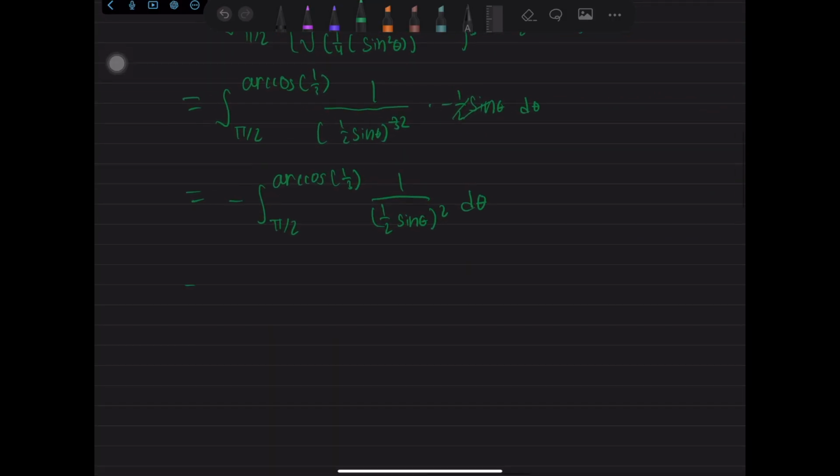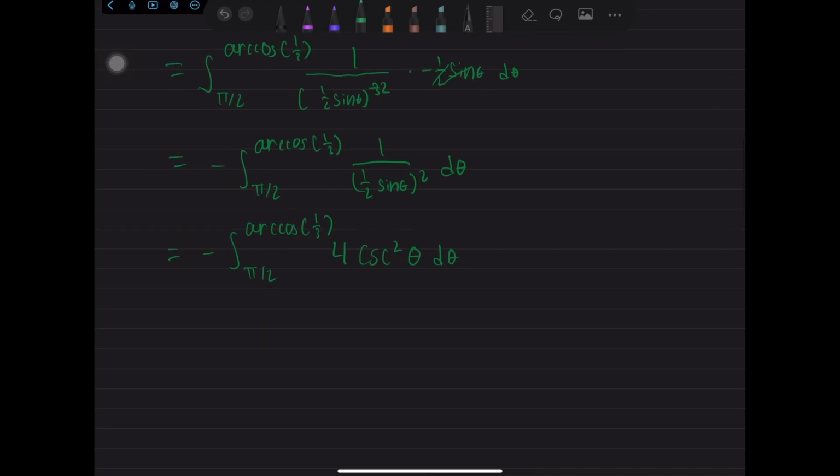This is now equal to negative pi over 2 arc cosine 1 over 3. So this 1/2 squared, this will just become 4 on top. Then we'll have cosecant squared theta d theta. So this is an integral, right? This is an elementary integral which we should know. And this is actually going to be cotangent of theta, and of course there's a negative outside, so we don't need to add a negative here.